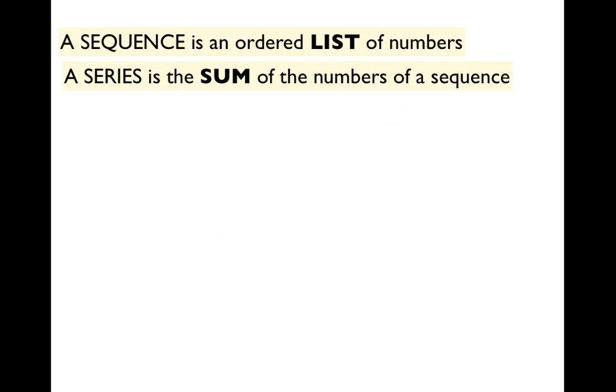What was it? So first of all, what's a sequence? A sequence is a list, right? A sequence is a list. The series is when you add up all the elements in that list. Okay, that's our baseline knowledge.